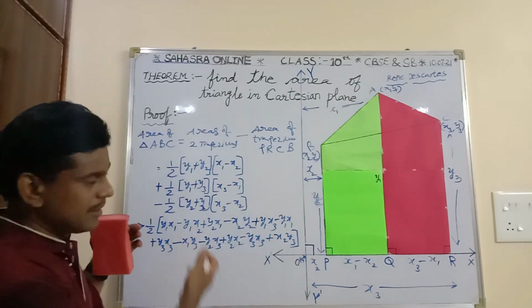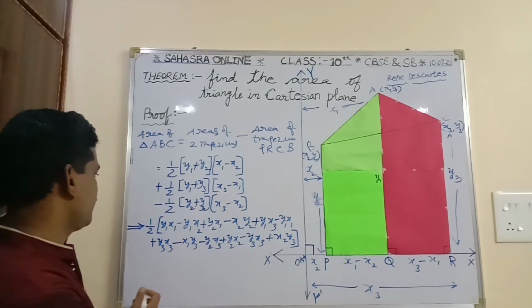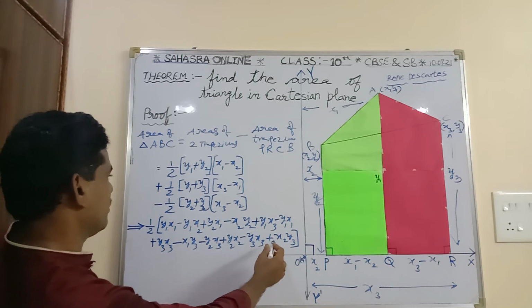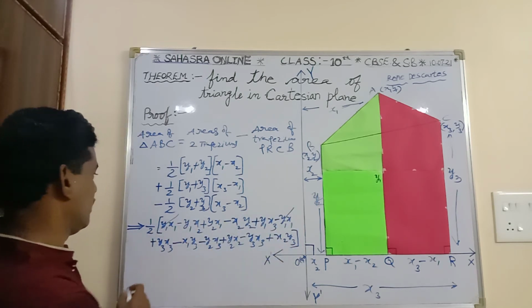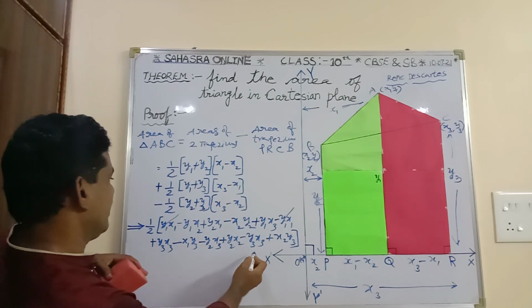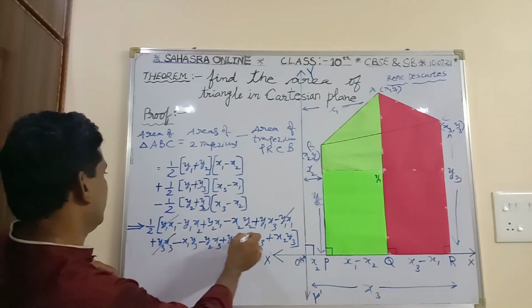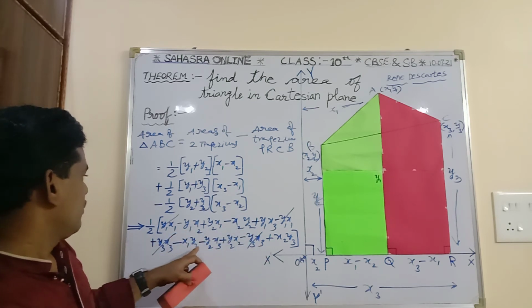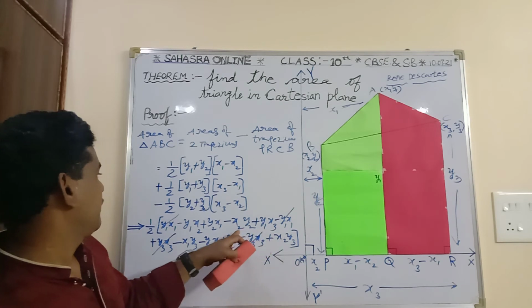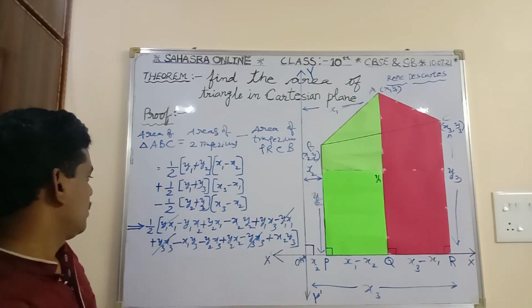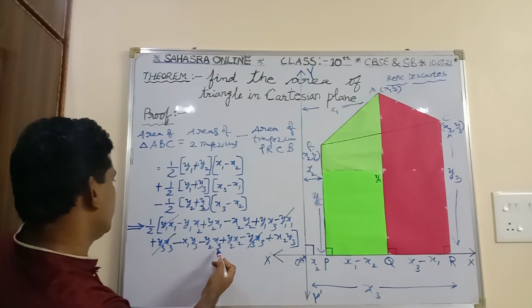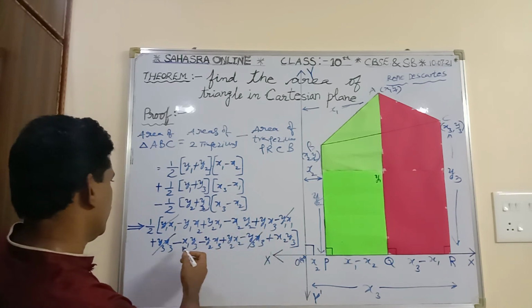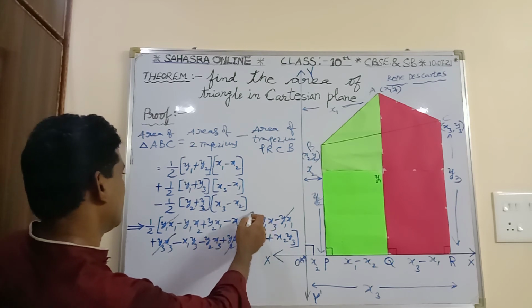Here some of the terms will be cancelled. What are they? x1 y1, x1 y1. See, is there x1 y1? Yes, x1 y1 cancelled. Remaining y3 x3, y3 x3, both will be cancelled, and y1 x2, x2 y3, verify, y2 x3, x2 y2, yes, x2 y2, x2 y2 cancel.